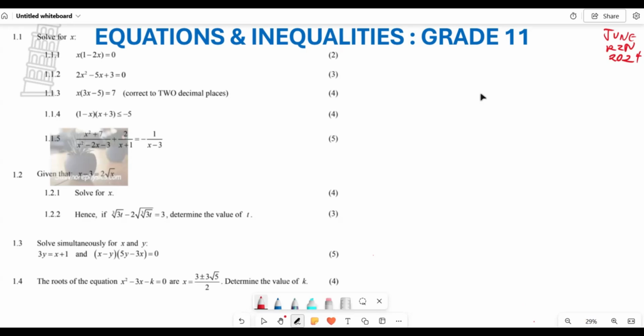In number one, they are saying you are given x(1 - 2x) = 0. Now, what is it that you are going to do from here? Firstly, remember this is your quadratic equation, right? So in solving this, the first thing is that this is the same as x = 0 and or 1 - 2x = 0, right?